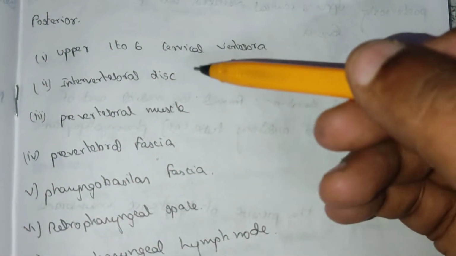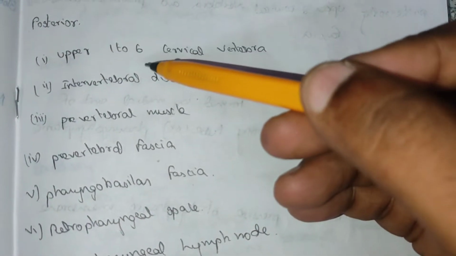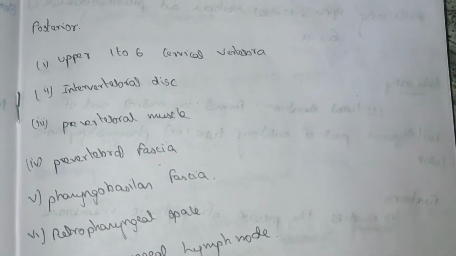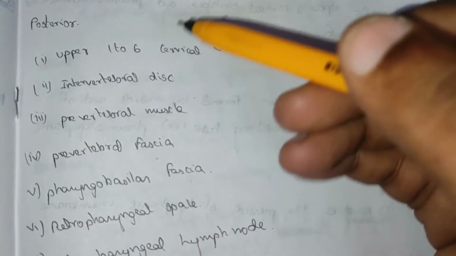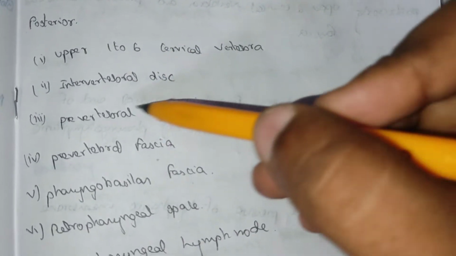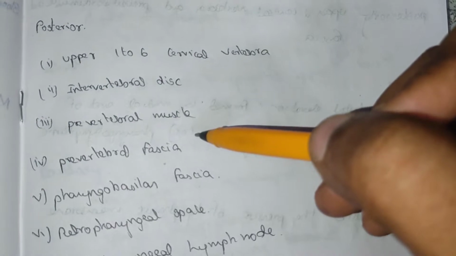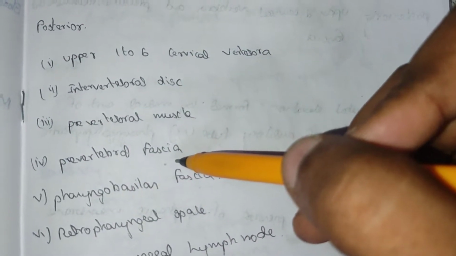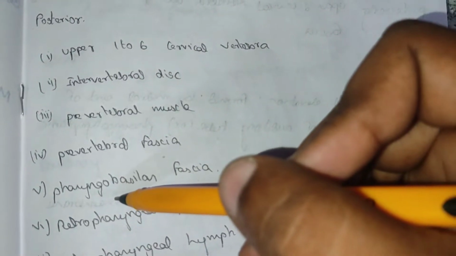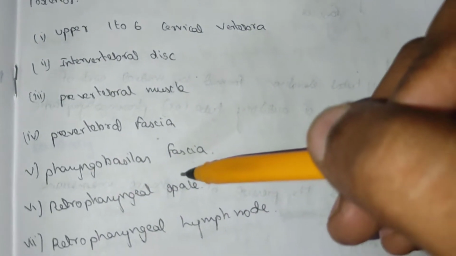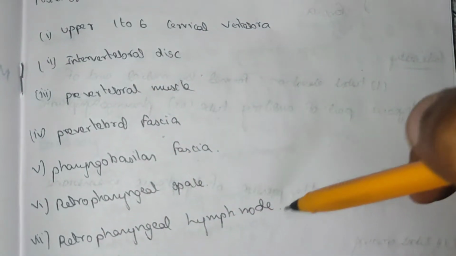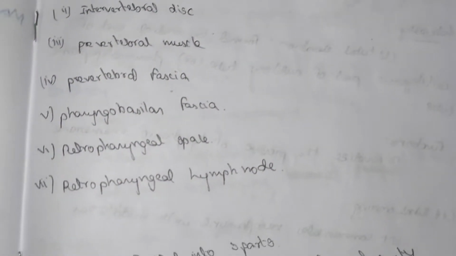Now we will see the posterior relations. Posteriorly, the upper 1 to 6 cervical vertebrae are seen, with the intervertebral discs. In front of the vertebra, there are prevertebral muscles as well as prevertebral fascia. There is the retropharyngeal space as well as the pharyngobasilar fascia. To drain, there are retropharyngeal lymph nodes present posteriorly.